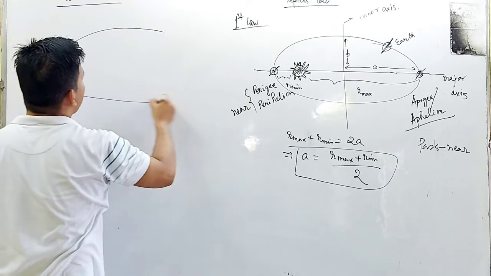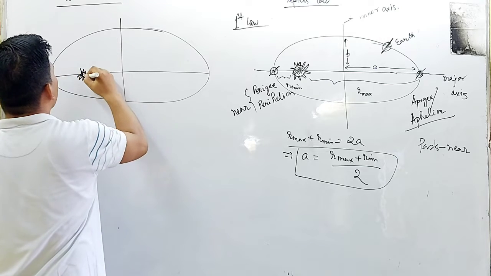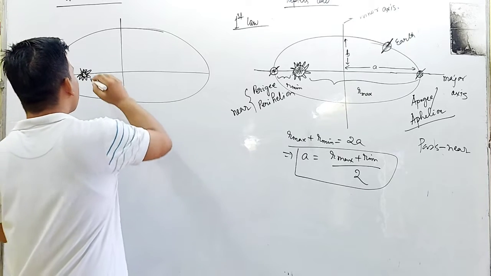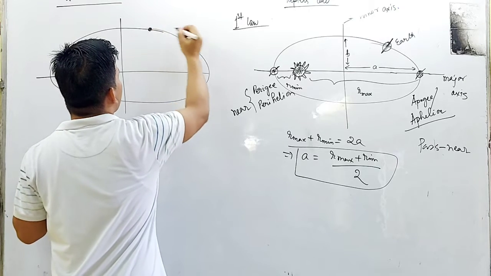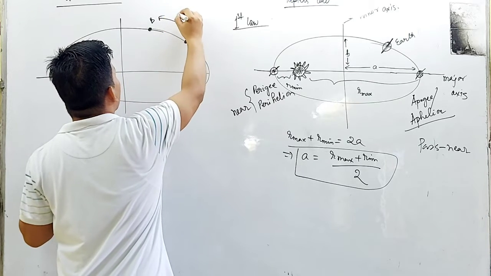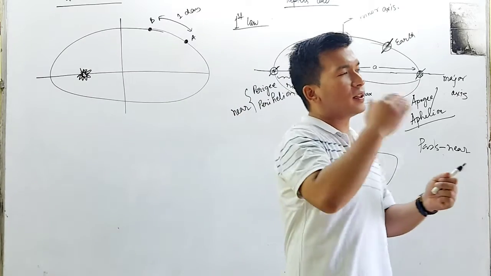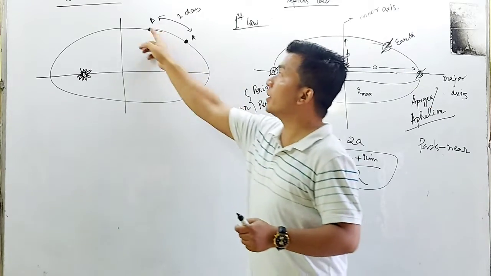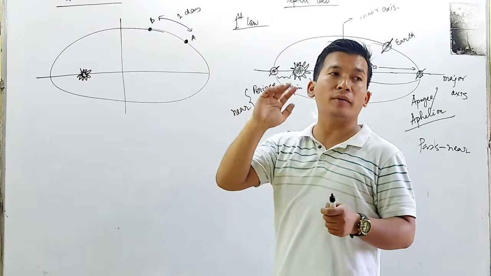This is the sun. Now this is our orbit, this is position number A and this is position number B. During one day, how much distance is revolved from A to B? There is a terminology called aerial velocity.